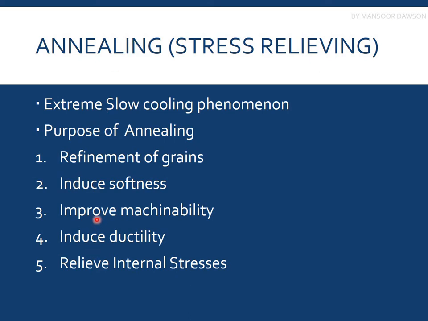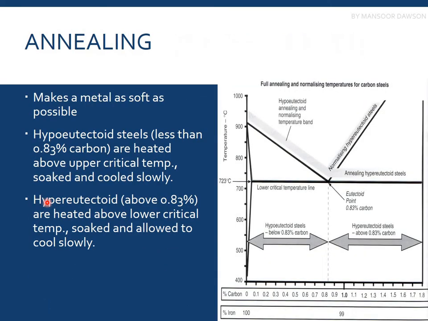Then annealing also improves machinability. If our material is too hard, then it will break, and the chances are it could fail while machining. So if we want to improve the machinability, we'll be doing annealing as well, and to induce ductility as I discussed, and to relieve internal stresses, which are very commonly introduced while cold working. So annealing makes the metal as soft as possible.